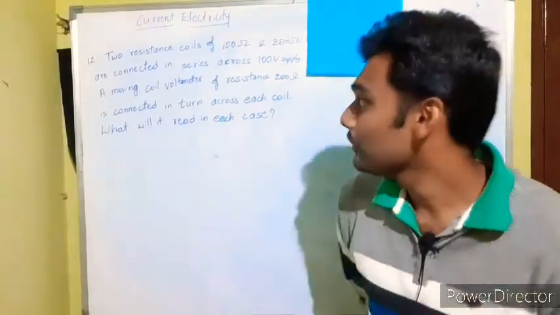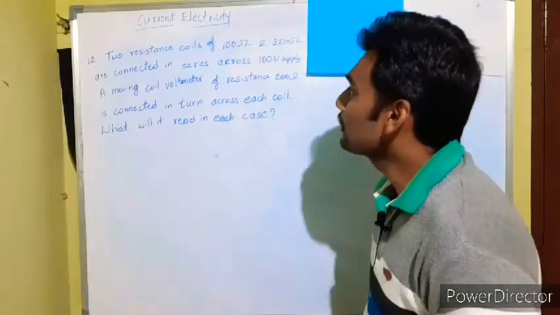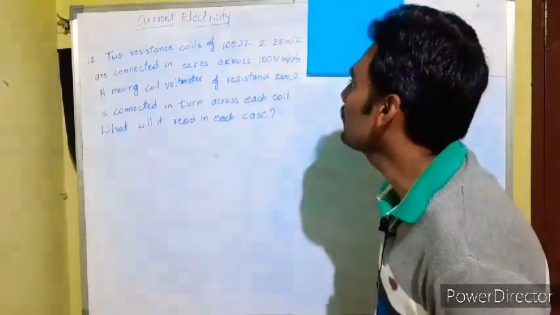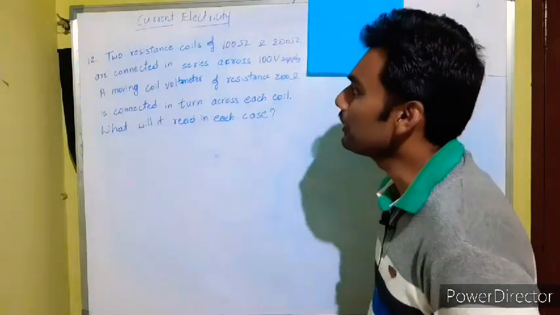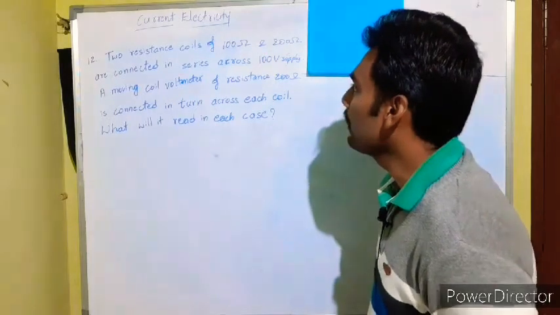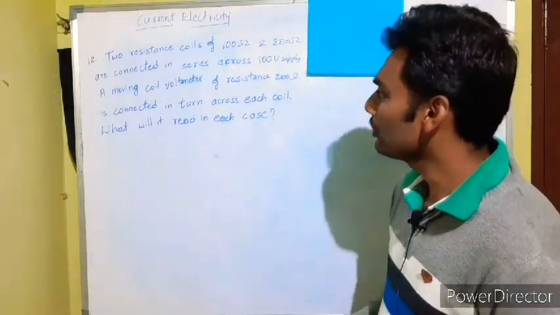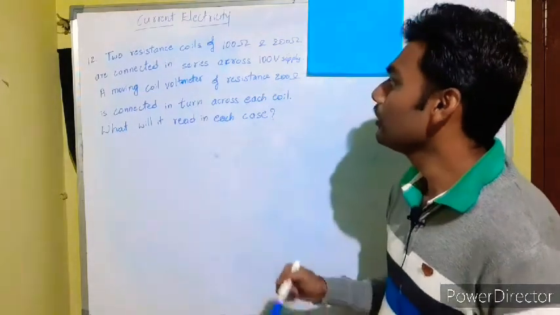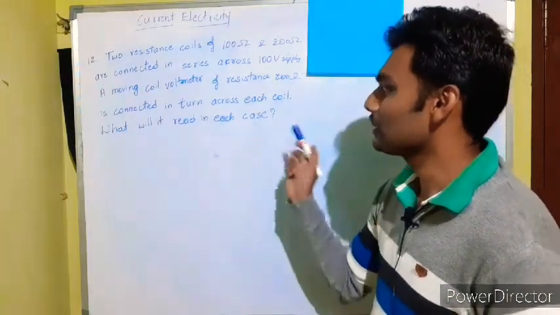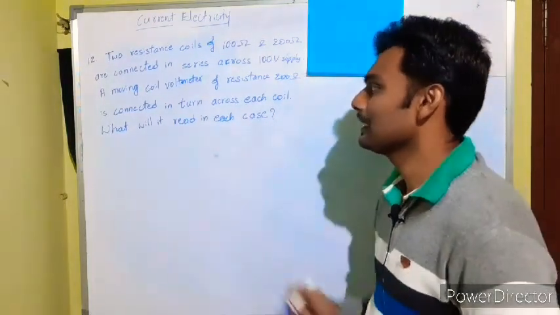Okay, the next question, 12th one, is as follows. The resistance coils, which means resistances, of 100 ohm and 200 ohm are connected in series across 100 volt supply. A moving coil voltmeter of resistance 200 ohm is connected in turn across each coil. What will it read in each case?